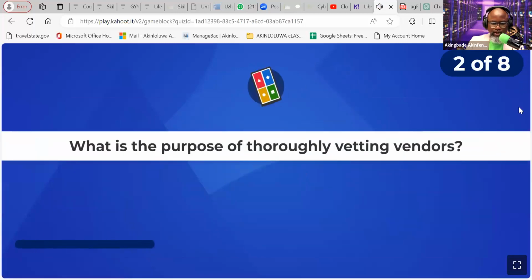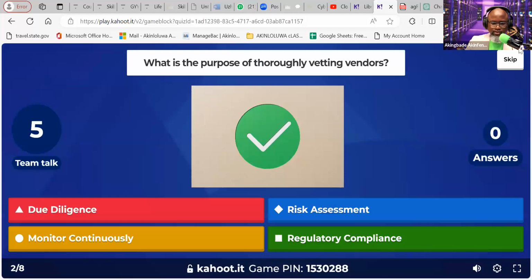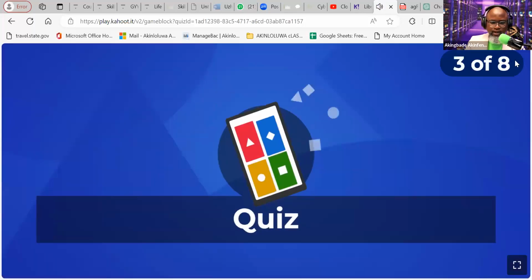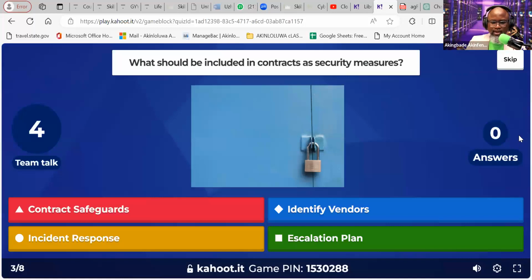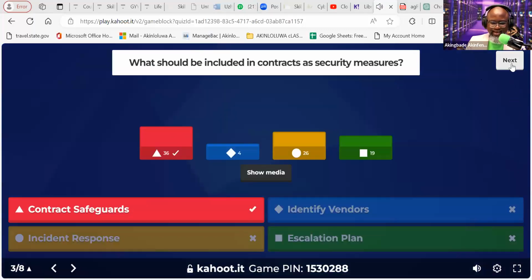Let's see who's winning. What is the purpose of thorough vetting of our vendors? Why do we think it's important to vet our vendors? All right. Next one. For those of us joining for the other class, thank you for joining. We'll be out of here in a bit. What should be included in contract security measures? What should we include in contract as additional security measures? All right, contract safeguard. We can agree on that too.